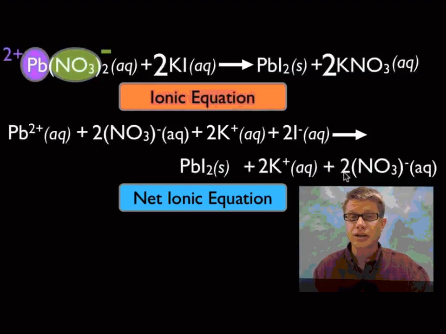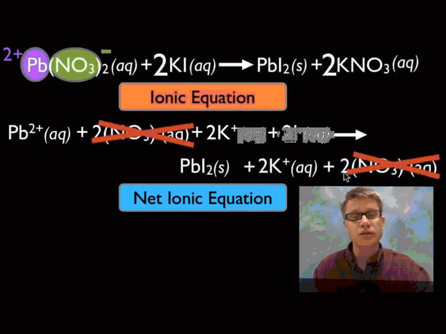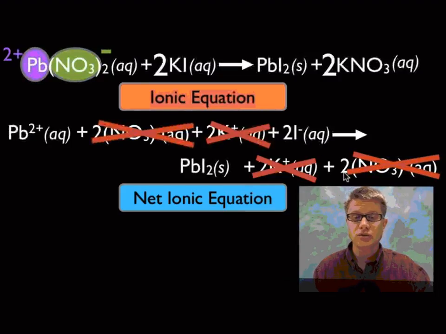They're really just watching. And so what you can do is cross out things on the left side that are also found on the right side, as long as they're in the exact same form. Can you find something else on the left side that's also on the right side? That's going to be those potassium ions. So I can cross those out as well.